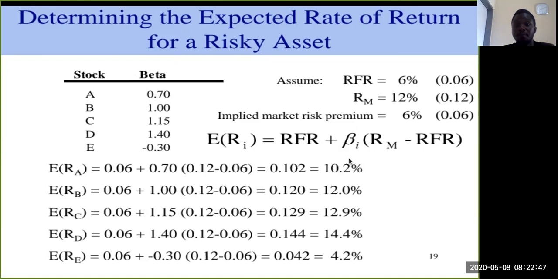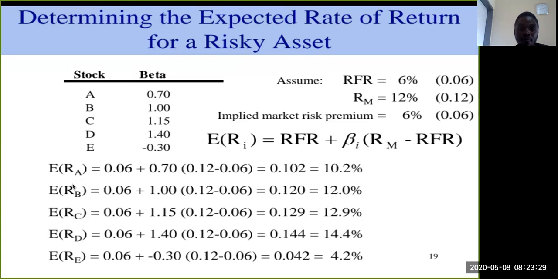So where were we? For us to get the market premium, we subtract the 12% minus the implied risk premium of 6%, which gave us 0.06. When we subtract those two, those values are going to be multiplied by the betas. When you multiply that value by the beta, you add it to the risk-free interest rate, and at the end of the day you get the expected return on A.